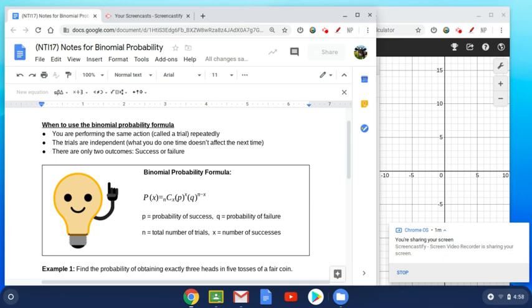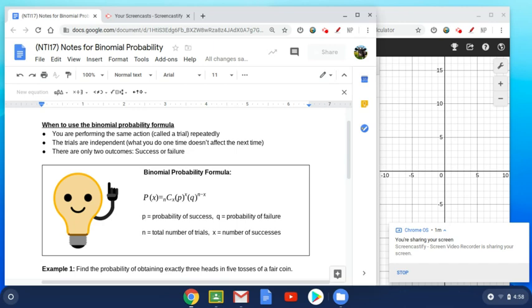The next thing that has to happen is that the trials have to be independent, which means what you do one time doesn't affect what happens the next time. So, for example, tossing a coin is a really good example of being independent, because if I get tails the first time I flip it, that doesn't make it any more likely that I'm going to get tails the second time. Okay, they're completely independent, what I do from one time to the next.